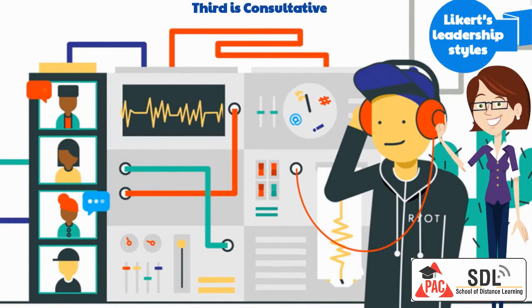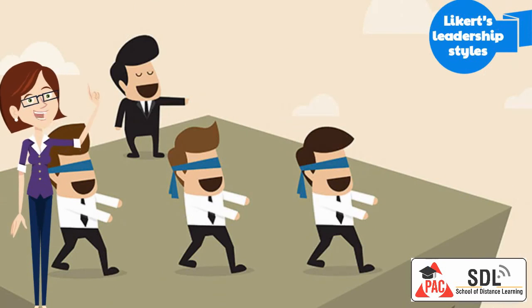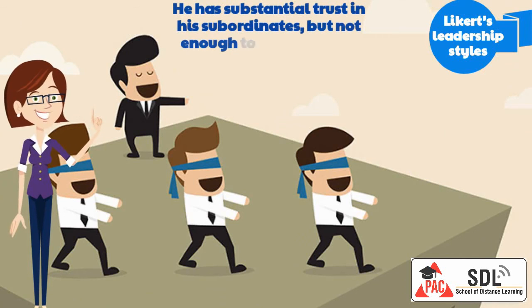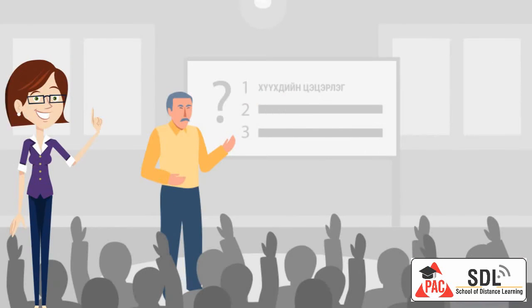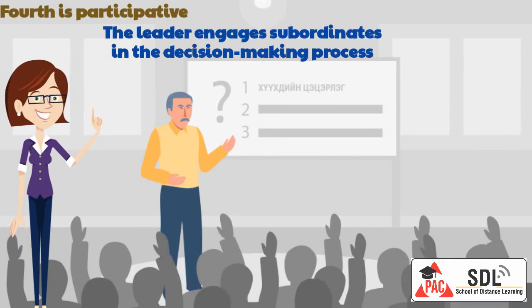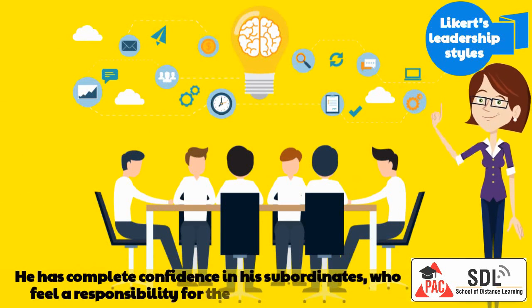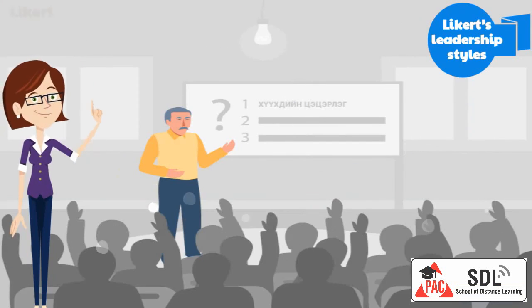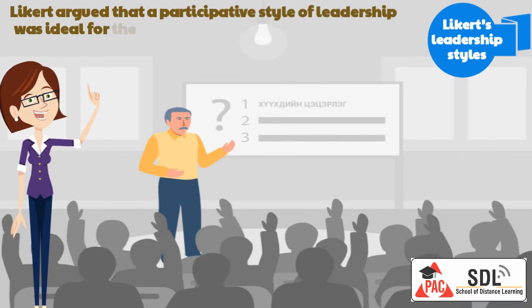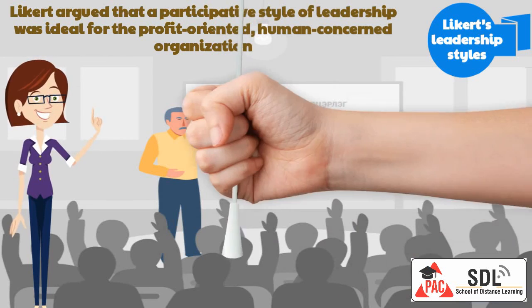Third is consultative. The leader makes a genuine attempt to listen to his subordinates. He has substantial trust in his subordinates, but not enough to let them take major decisions. Fourth is participative. The leader engages subordinates in the decision-making process. He has complete confidence in his subordinates, who feel a responsibility for the organization's goals. Likert argued that a participative style of leadership was ideal for the profit-oriented, human-concerned organization.